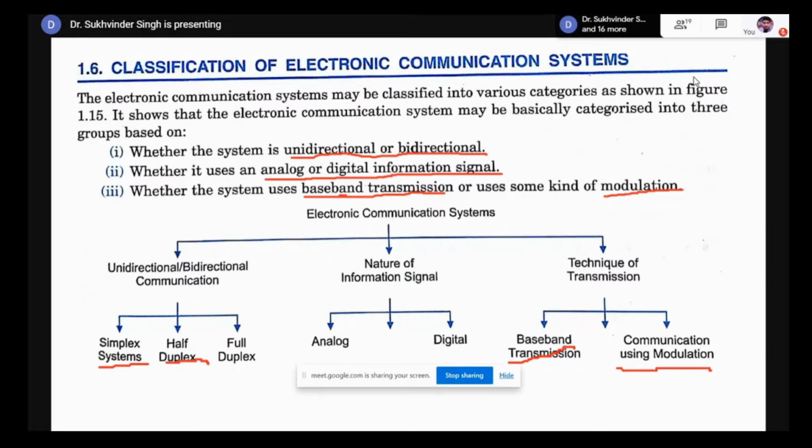So electronic communication is divided into 3 separate categories. Unidirectional and bidirectional communication, which is further divided into 3 categories: the simplex system, half duplex, and full duplex system. Nature of information signal: the communication system is divided into 2 categories, analog electronic communication systems and digital electronic communication systems. Third is the technique of transmission, that is how we transmit the information, whether the information is sent as it is or it is modulated on some carrier wave. So it is further divided into 2 categories: the baseband transmission and the communication using modulation. So one by one we will discuss them.